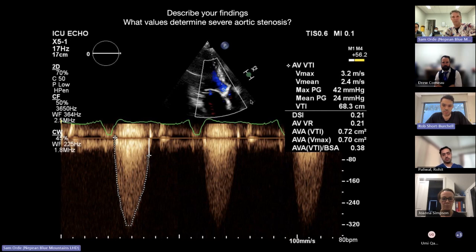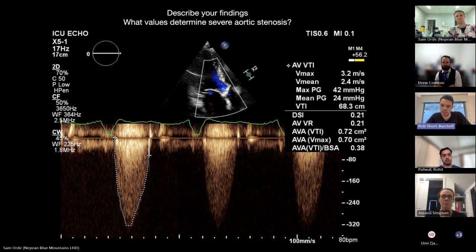Did I mention the DSI is less than 0.25, which would put it in the range of severe aortic stenosis, and the aortic valve area, which has been calculated, would also put it in the severe range. What would be the other values to determine severe AS?